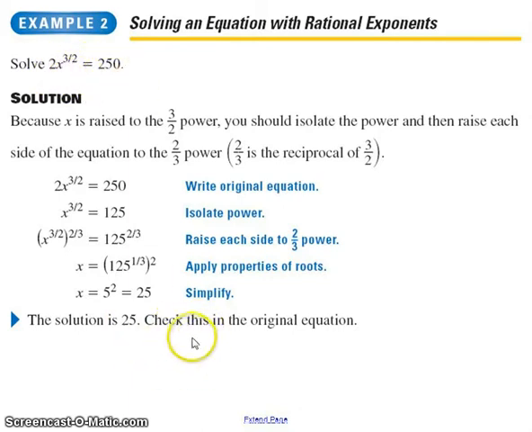I strongly recommend that you get the habit, in chapter 7.6, of checking the results that you get, because you're going to get a lot of results, in tonight's homework maybe, but certainly as we go forward, where you're going to get an answer that doesn't actually work. We're going to call those extraneous solutions. You'll see that in a minute.